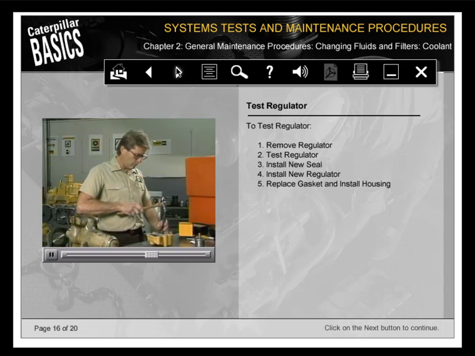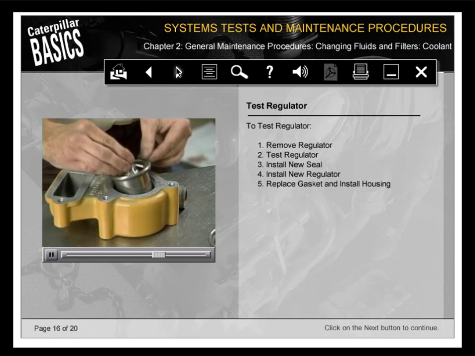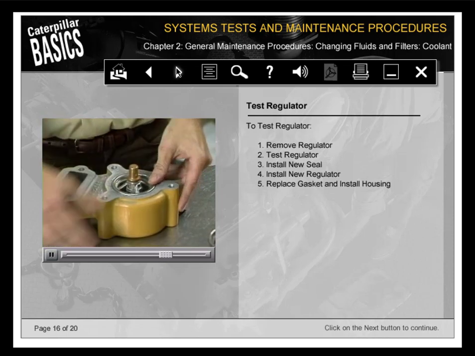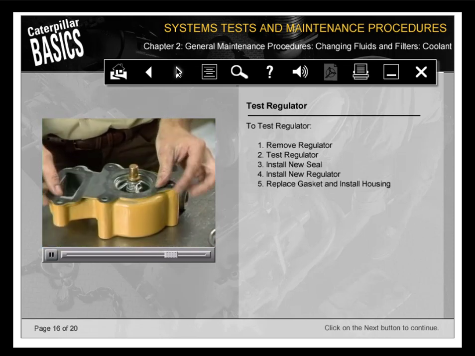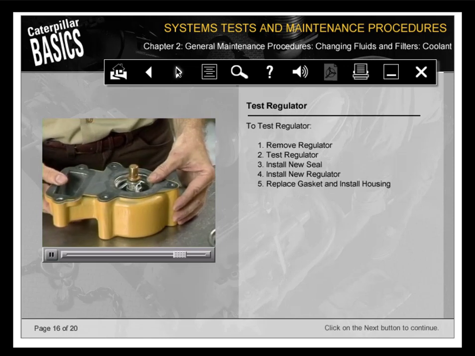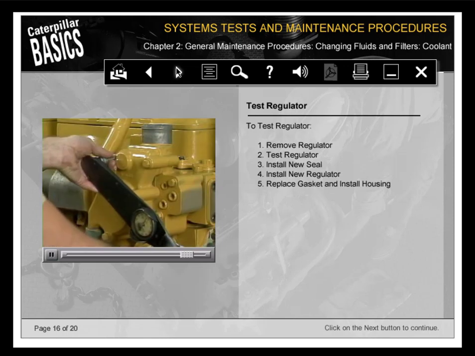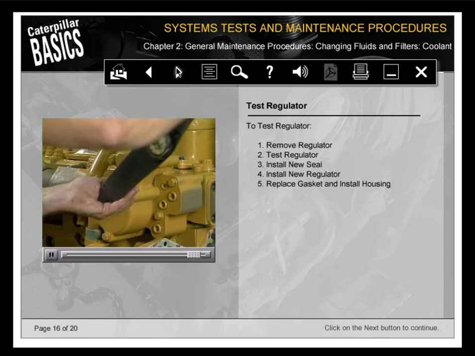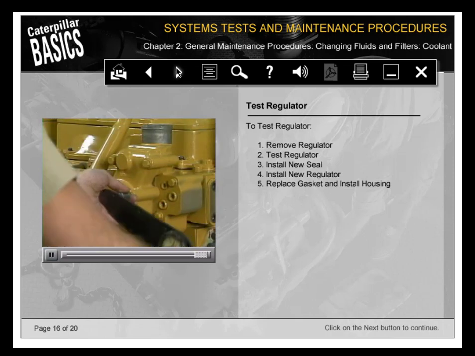Install a new lip-type seal into the housing. If necessary, install a new regulator. Replace the gaskets and install the regulator housing. Reconnect the hoses and torque all connections to manual specifications.